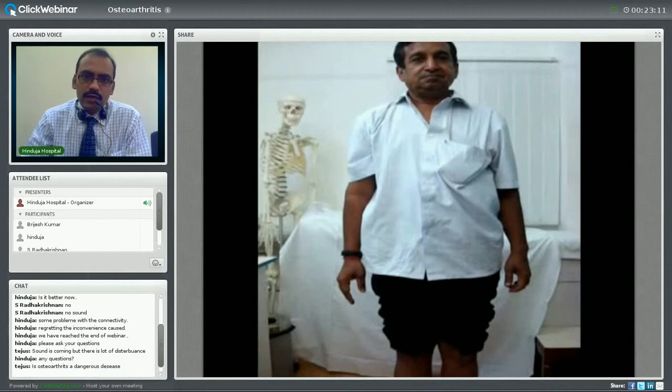This is certainly not a dangerous disease, but everybody with aging is going to get this problem to a lesser or larger extent. And not every patient requires surgery if they maintain their body weight and do their regular exercises to strengthen their muscles and keep their weight under control.